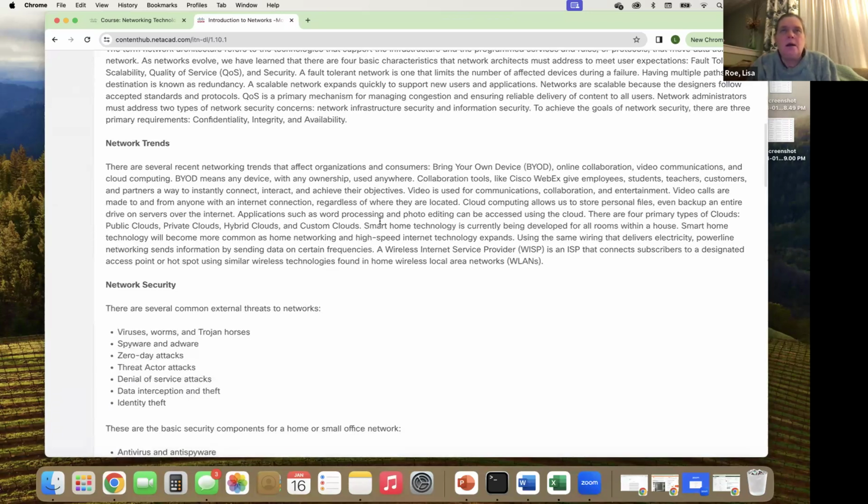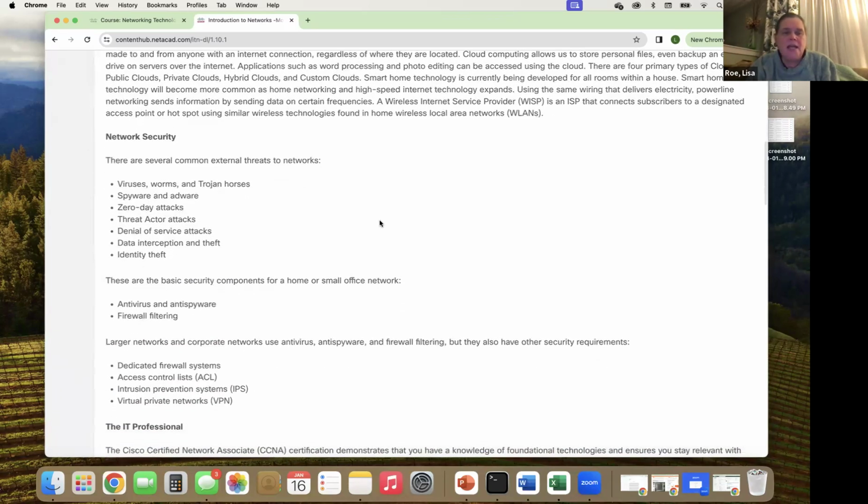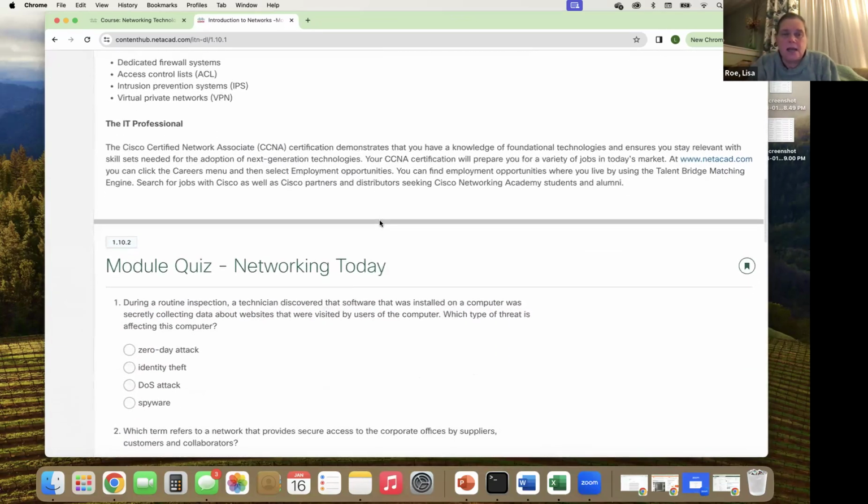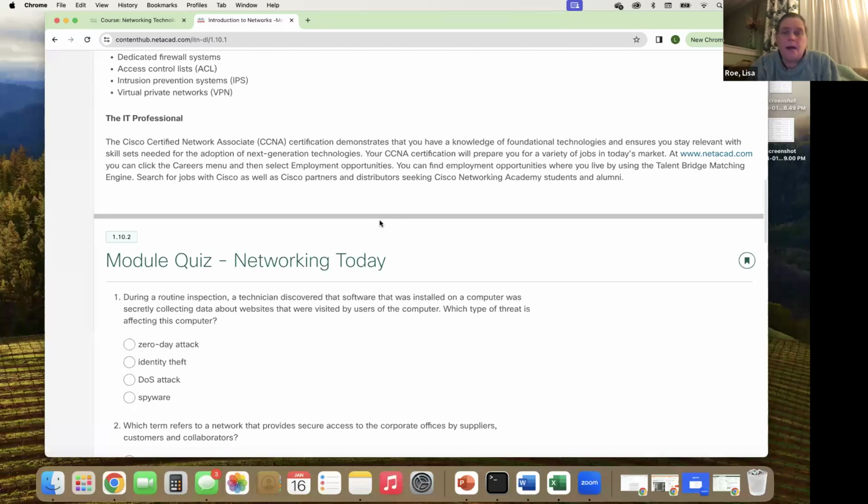What are the new landscapes that we're seeing, like bring your own device and collaboration and video conferencing and those types of things? And then how do we approach our knowledge of networking to security? How do we bring that knowledge to security? And we will address that later in the course. And lastly, how do we become an IT professional?